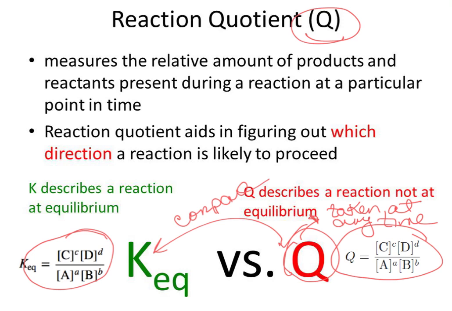Obviously, if Q equals K, you're at equilibrium. You're done. If Q does not equal K, that means you are not yet at equilibrium. Now, what gets just a little bit more tricky is if Q is less than K, you're on one side of the equilibrium. If Q is greater than K, you're on the other side. So it's likely you're going to be presented a problem like that and asked, which direction must this reaction shift in order to reach equilibrium? So I'm going to show you how to go about doing that.